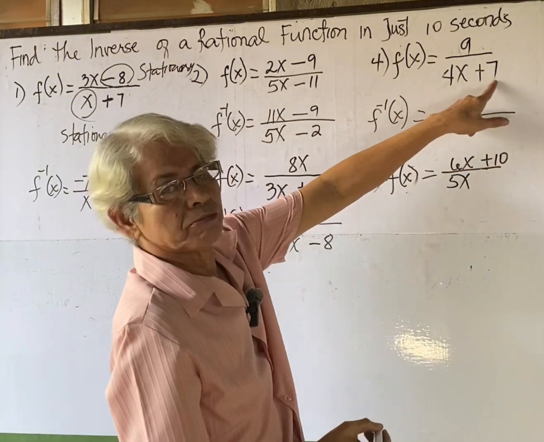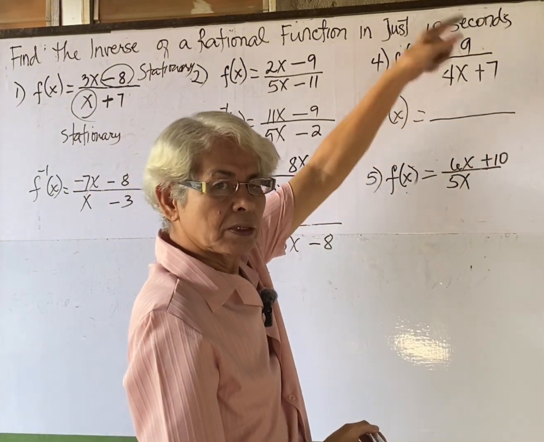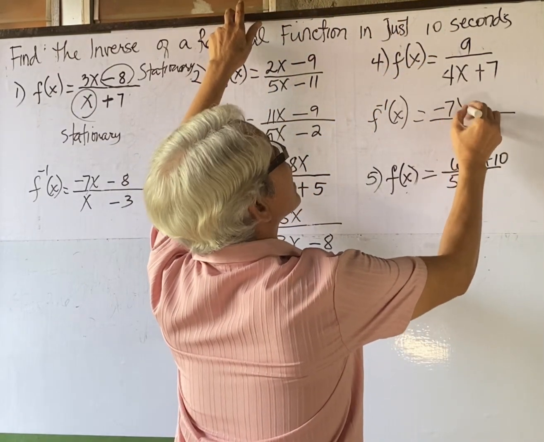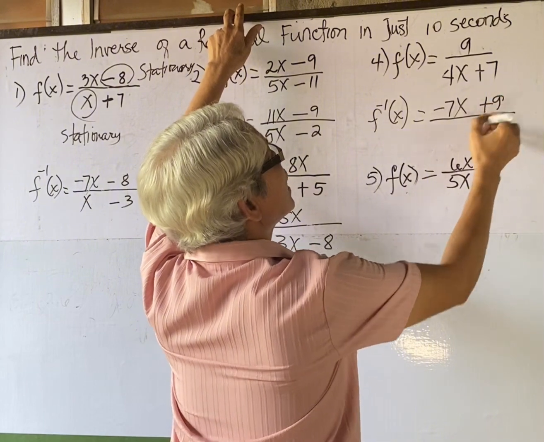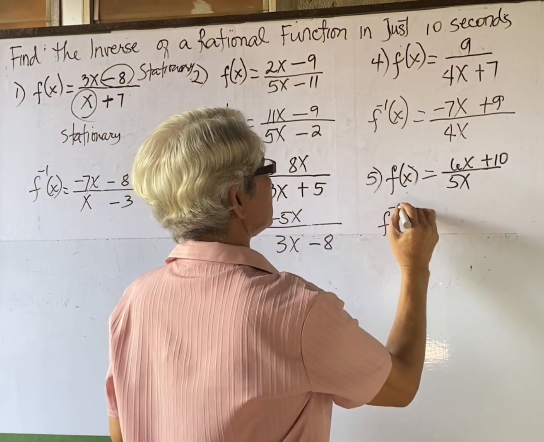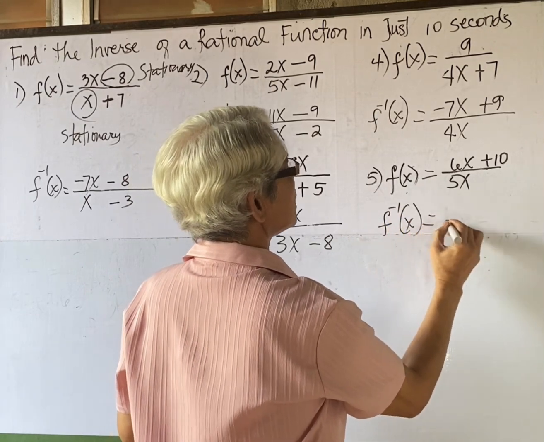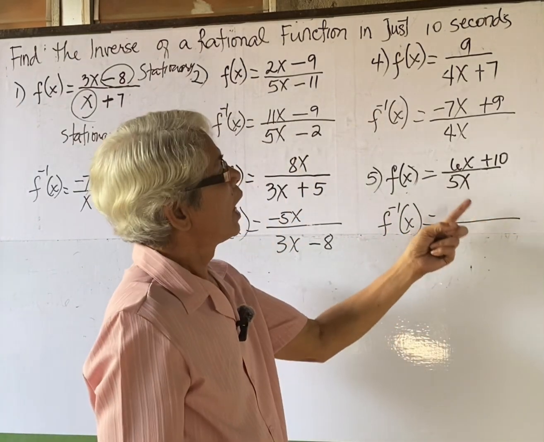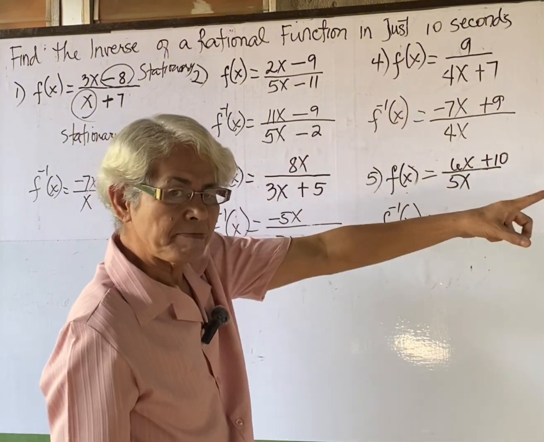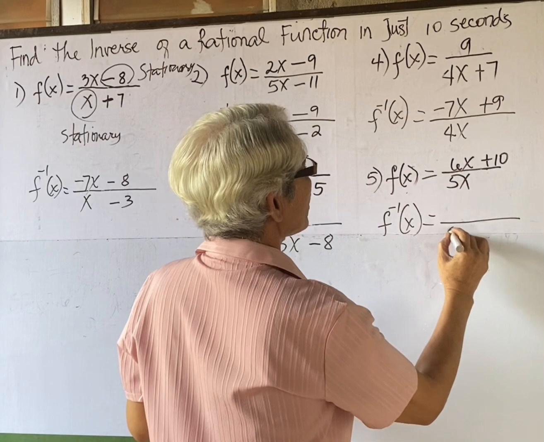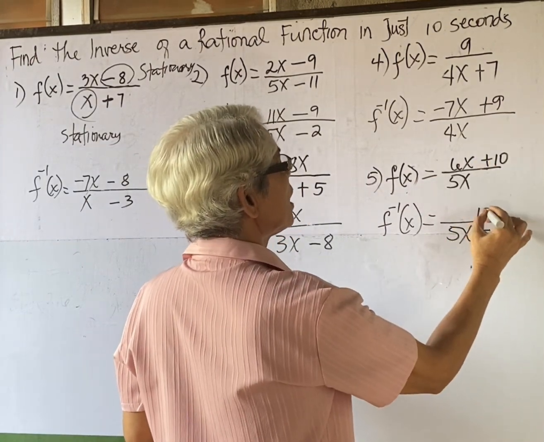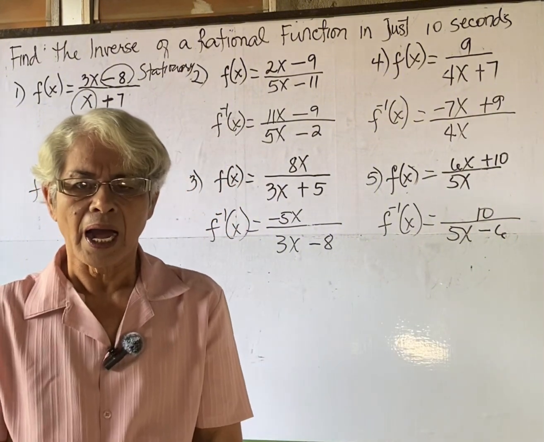this will become linear in the numerator. Change the sign. Negative 7x, stationary. And then stationary, the linear term will become the constant in the denominator. So negative 6. Stationary. Positive. That's easy.